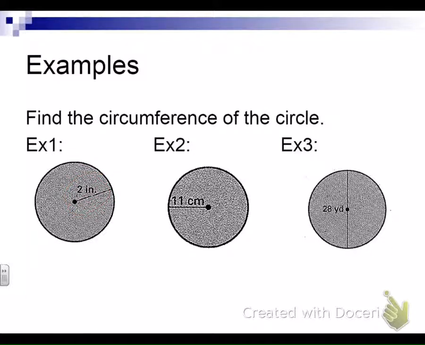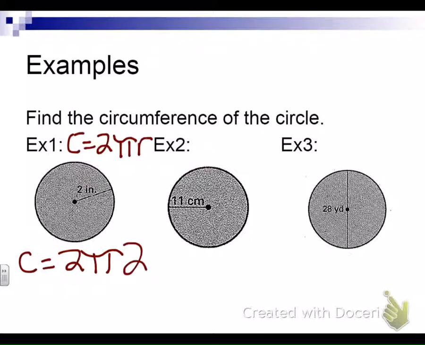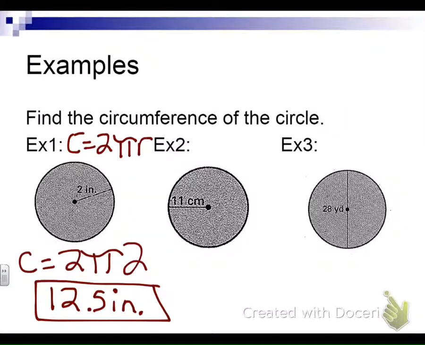Radius. It's the radius. So which formula am I going to use for this one? 2 pi r, right? So what am I going to plug in my calculator? 2 pi 2. And then what do I get? 12.5 inches. Okay, at least draw one or two of these.